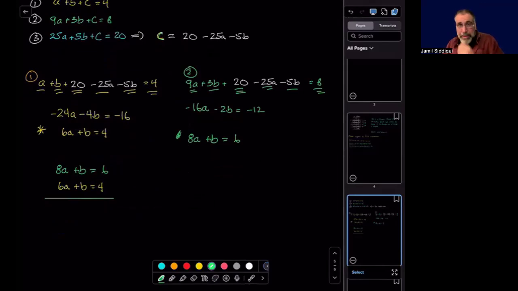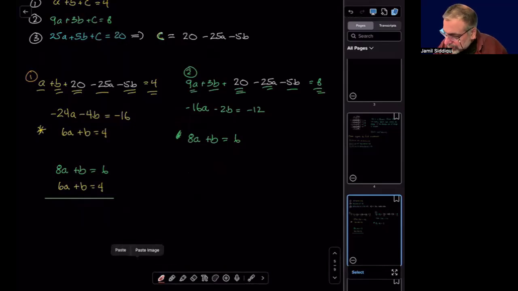What I'm going to do is subtract the bottom equation from the top. When I do that, I'm going to get 8a minus 6a, and that's going to give me 2a. Those b's are going to cancel, so we're going to lose those b's. And then we're going to do 6 minus 4, and that's going to get me 2. That tells me that a is equal to 1. Okay, we want that piece of information.